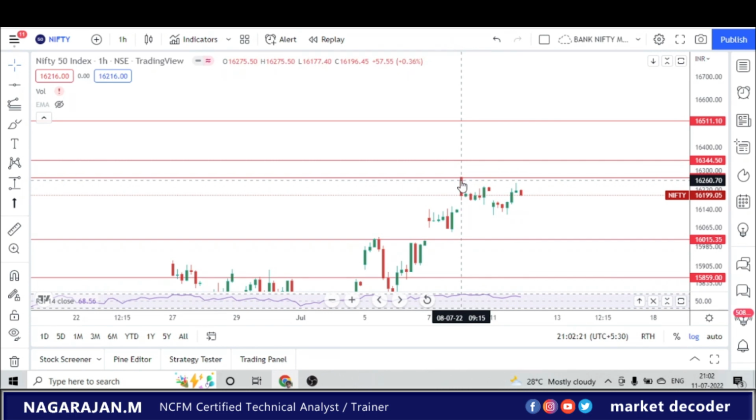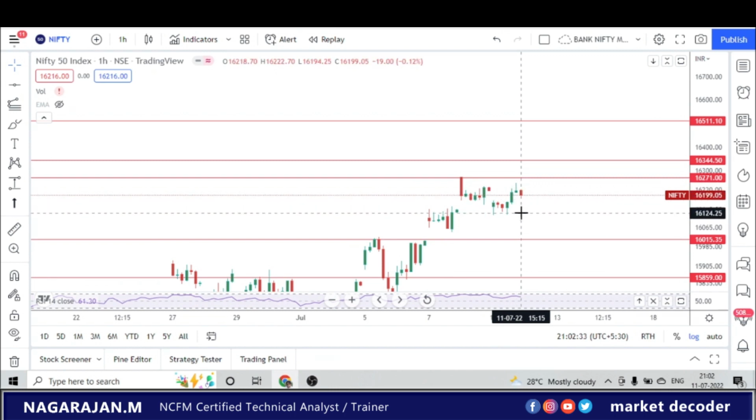Friday's high will definitely act as a resistance, and today's high will also be acting as a resistance, which is 16,248. If Nifty drops, then it can come towards the 16,122, where it took support today. Again tomorrow also it will definitely act as a support.